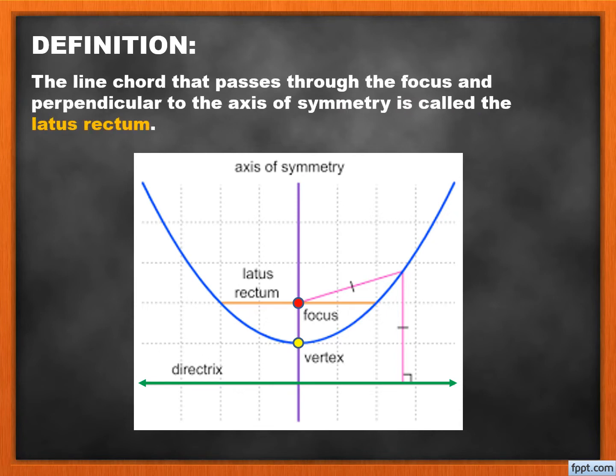The chord that passes through the focus and is perpendicular to the axis of symmetry is called the latus rectum. In our figure, the orange line is our latus rectum, and its length is 4 times the distance from the vertex to the focus.